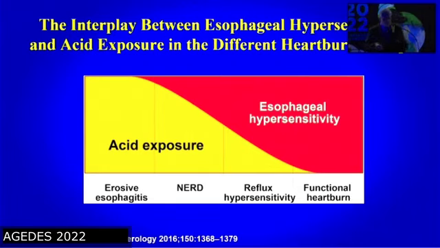As you move further, you will see the patient with reflux hypersensitivity, where esophageal hypersensitivity is the main underlying mechanism, but still there is a component of acid exposure. And as you move to the functional heartburn patient, it's only esophageal hypersensitivity.